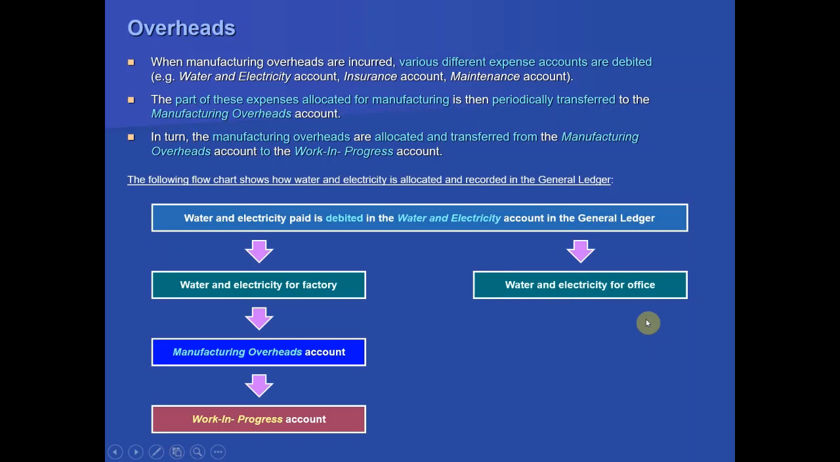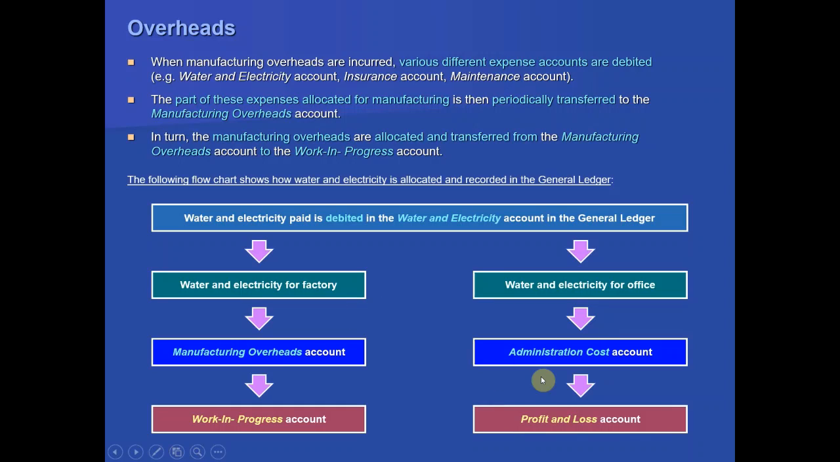When we look at the water and electricity for the office, that's also part of our water and electricity account that was already debited. So we will credit the portion that relates to the office water and electricity in the water and electricity account and debit another account, namely administration costs. And then that is a periodic cost. So we sit now with, on the debit side, all the various administration costs, which includes the water and electricity, the insurance of the office building, etc.